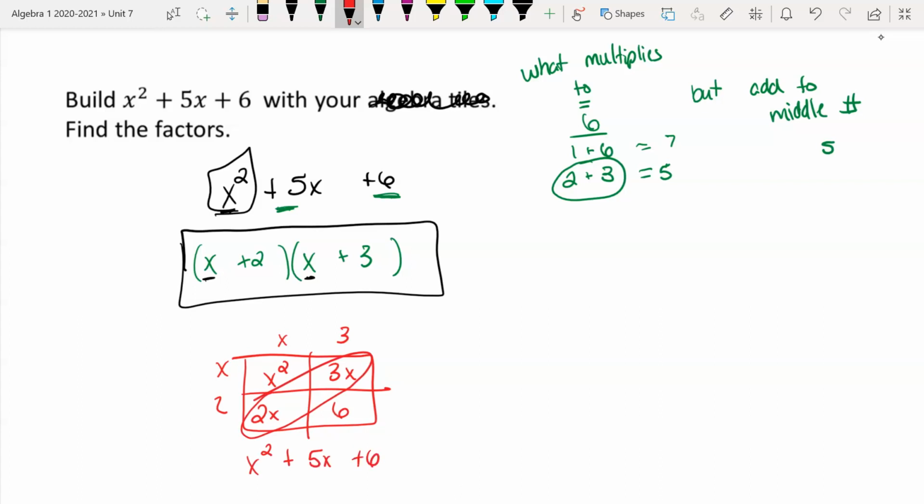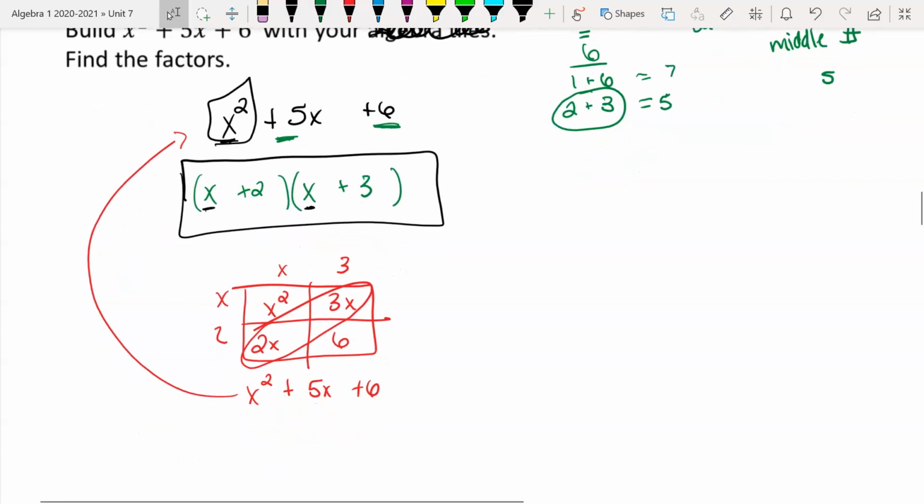Notice, if I FOIL it and I get back to what I started with, that means I factored correctly. So again, I can't stress this enough. Your answer is in the big black box: x plus 2 times x plus 3. But you can always FOIL to check your answer, or the box method. In this case, I did the box method.